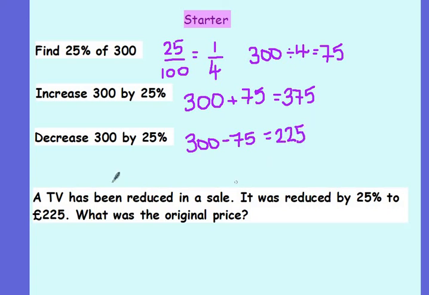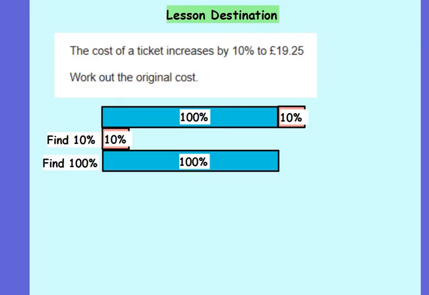Now my final question said, a TV has been reduced in a sale. It was reduced by 25% to £225. What was the original price? Well, looking at our answer to the previous question, we found that if we reduced 300 by 25%, that gave us £225. So the original price of the television must have been £300. Well done if you got that right.